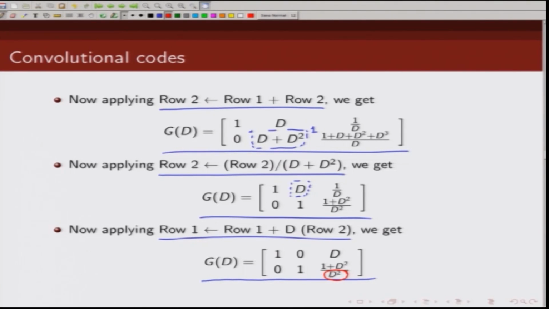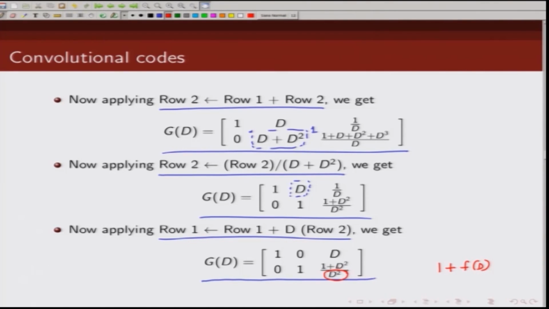So, any denominator term that we have has to be of the form 1 plus some polynomial, but here this 1 is not present. So, we cannot realize a rational function of this form using our shift register. So, this particular equivalent systematic encoder is not realizable.